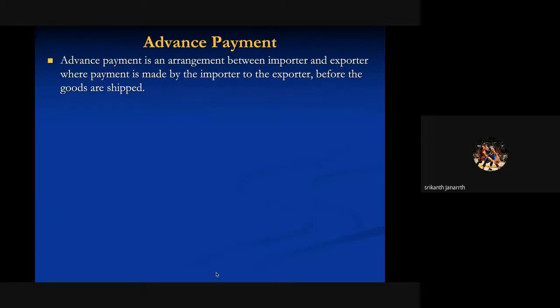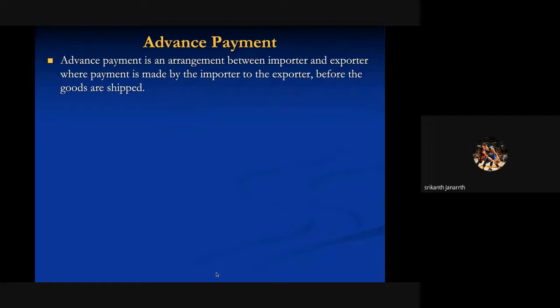Now, the importer doesn't have any say here. Earlier, the exporter didn't have anything. He had no option but to send the goods to the importer. Here, it is the other way. Now, the exporter has highly demanded goods. The exporter says, you send me the money first, then I will manufacture and send you the goods.